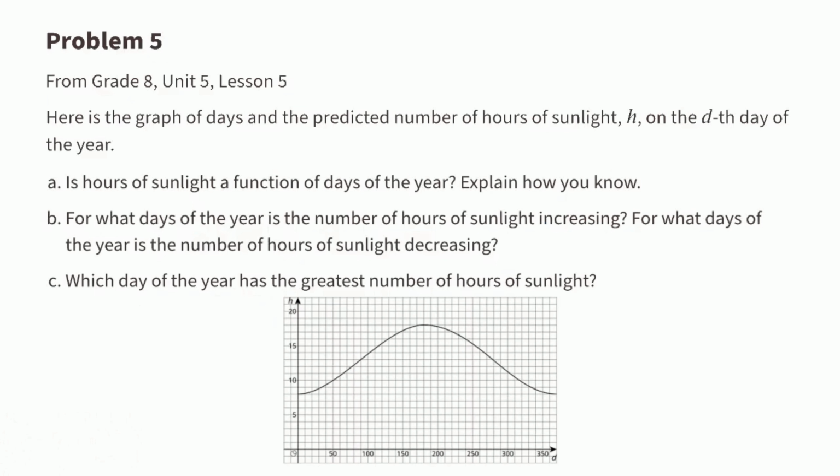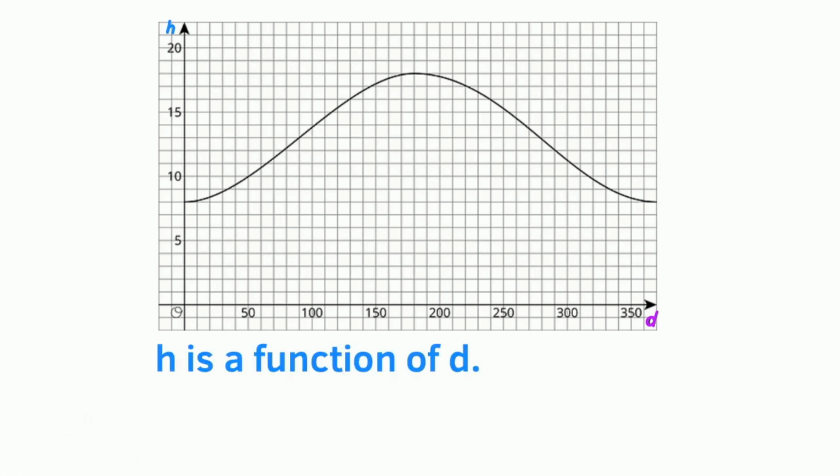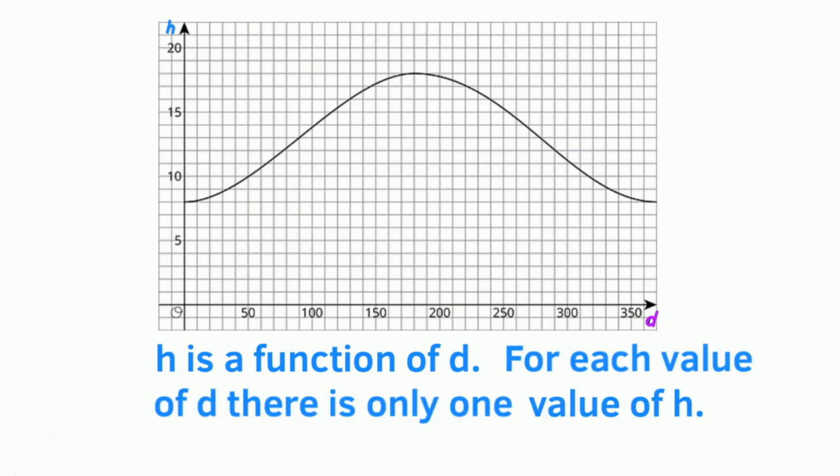Problem number 5, from 8th grade Unit 5, Lesson 5. Here's the graph of days and the predicted number of hours of sunlight, H, on the dth day of the year. A. Is hours of sunlight a function of days of the year? Explain how you know. H is a function of D. For each value of D, there is only one value of H.